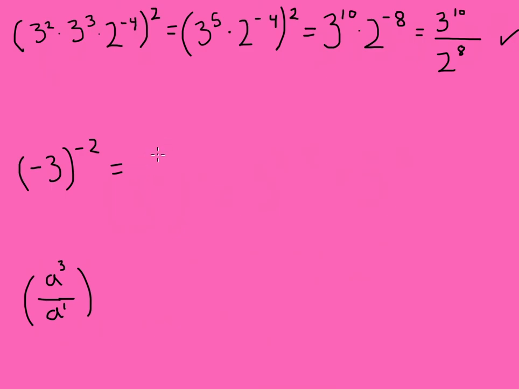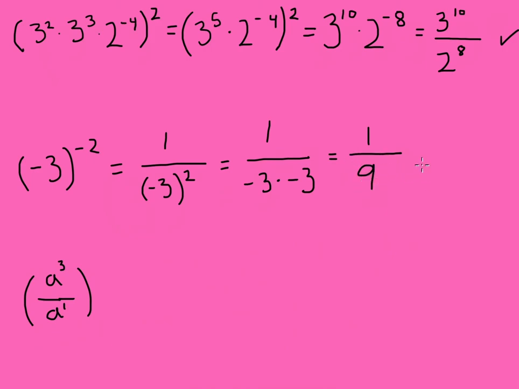Okay, next one. Negative 3 to the negative 2nd power. Remember, when we're raising something to a negative power, then we can move it to the denominator and change the sign of the exponent. And then negative 3 squared is just negative 3 times negative 3. And when we have a negative multiplied by a negative, that makes it positive. And so we end up with 1/9. Check mark.